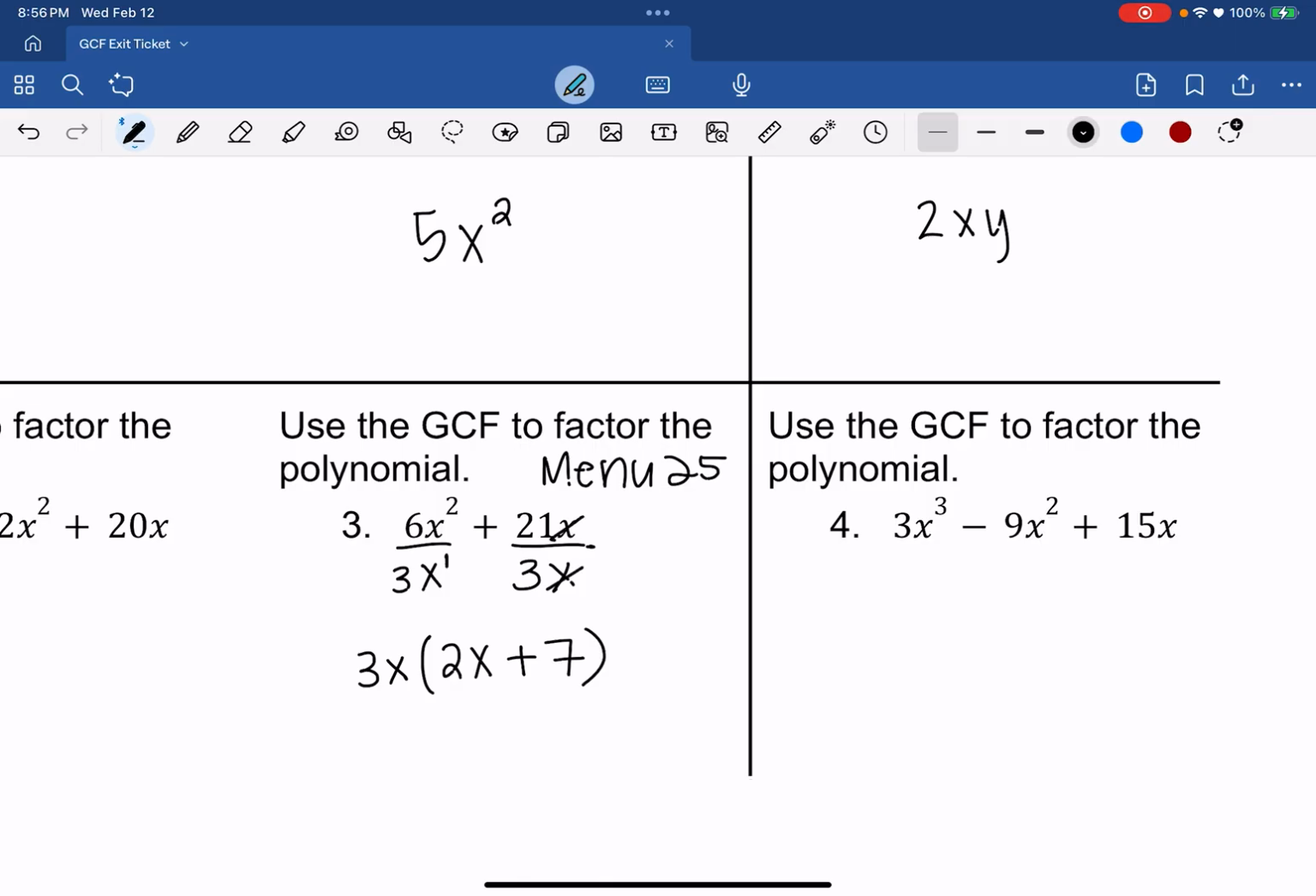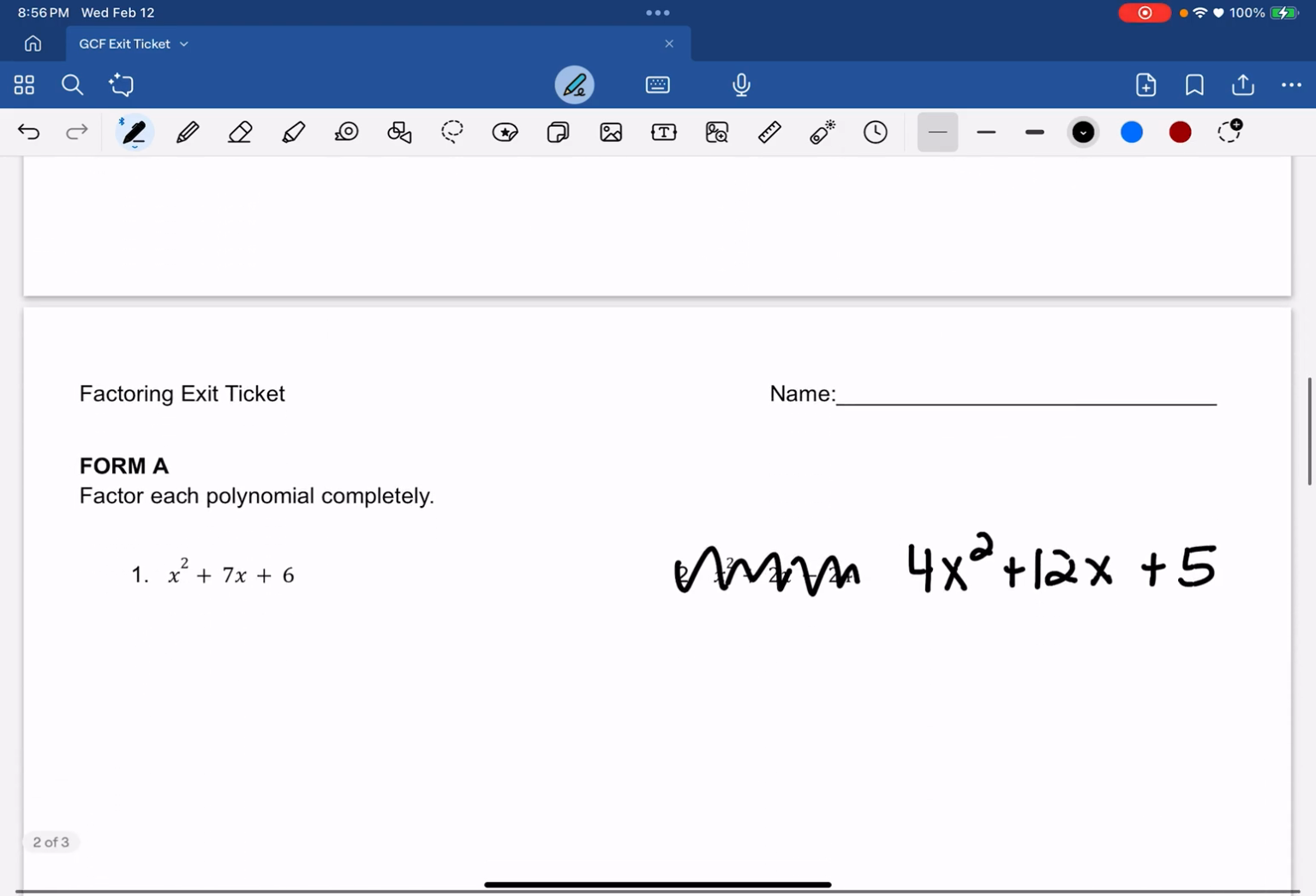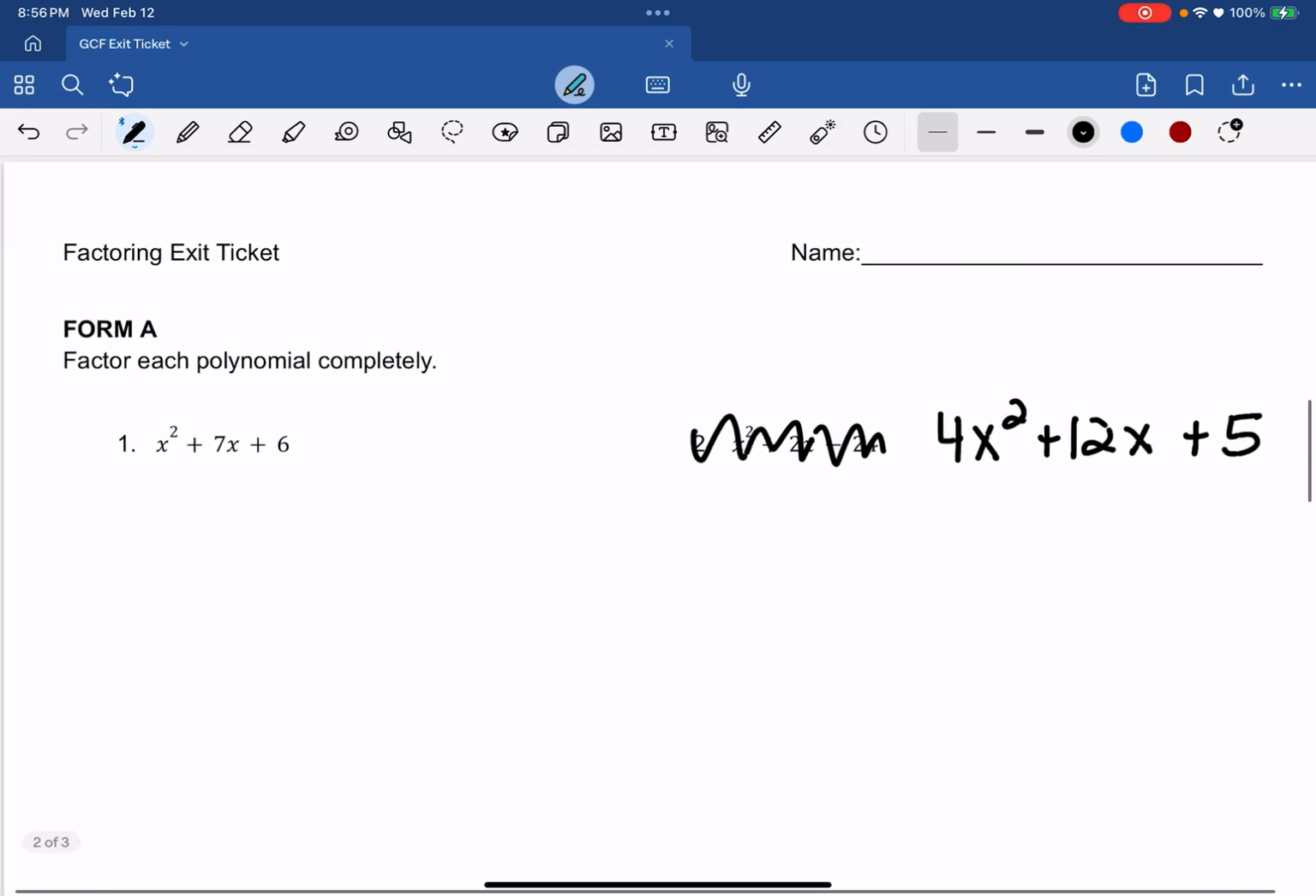If it's 3 terms, again, just use the smallest and the biggest. And then see if that middle term is divisible by whatever the GCF is, which in this case it's 3. And then you can also take out an x, because every term has at least 1x. All right, so then we'll get into the factoring. So I'm going to do these two examples.